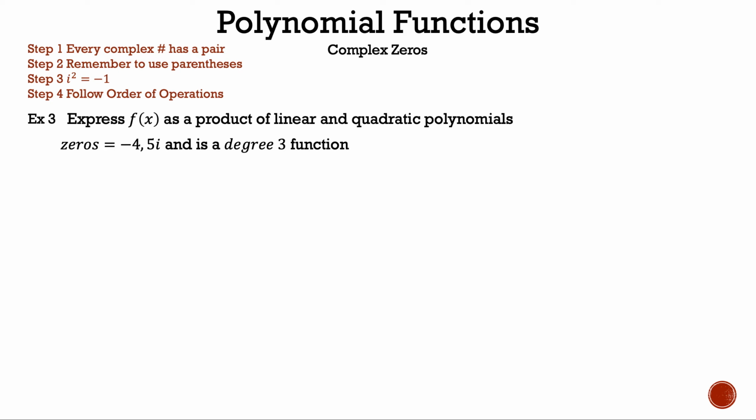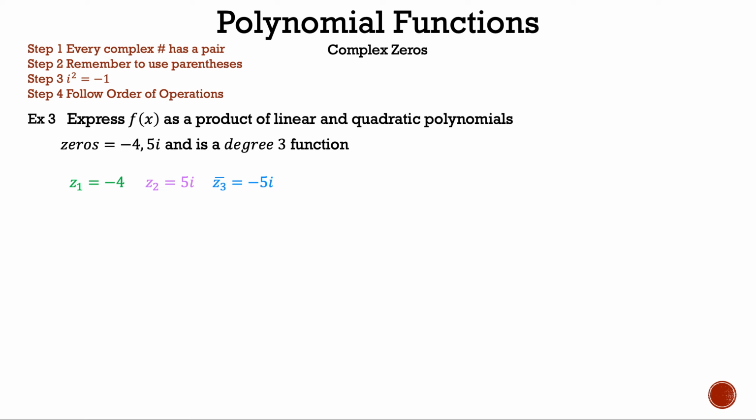Now, let's read the question. Express f of x as a product of linear and quadratic polynomials, where we have the zeros negative 4 and 5i, and is a degree 3 function. Let's write down the given complex numbers, negative 4 and 5i. What do we know about complex numbers? That's correct, they come in pairs. What do we think is the conjugate of 5i? That's correct, negative 5i.